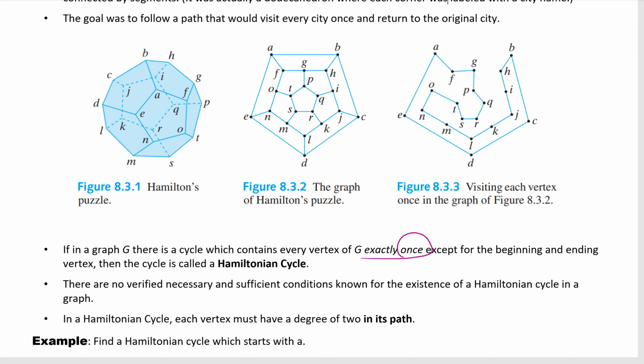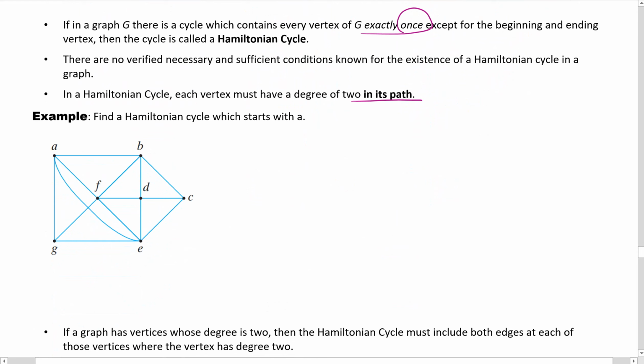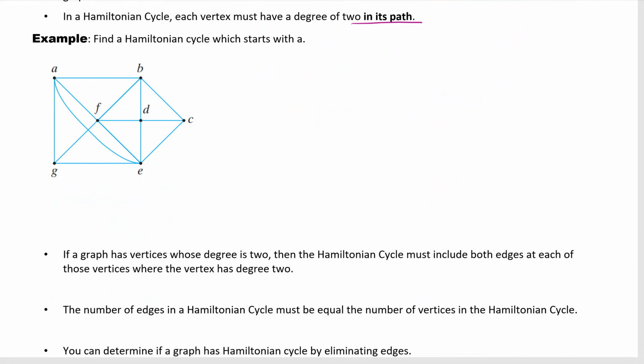So in a Hamiltonian cycle, each vertex must have degree 2 in its path. We're not saying the vertex has degree 2 in the graph, but in the path it must have degree 2. For example, in the picture, N has degree 3, but you can see in the Hamiltonian cycle path, it has degree 2. There are only 2 edges incident to it. So far so good, everybody?